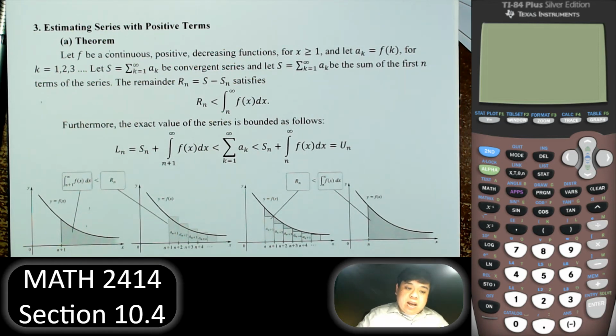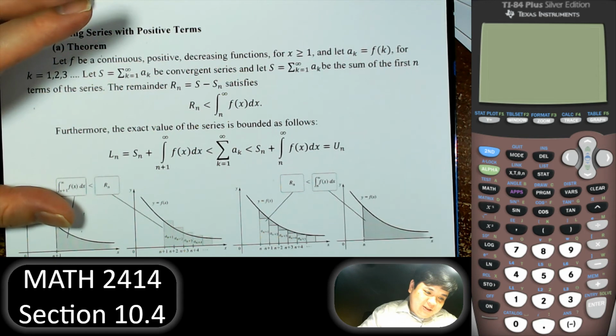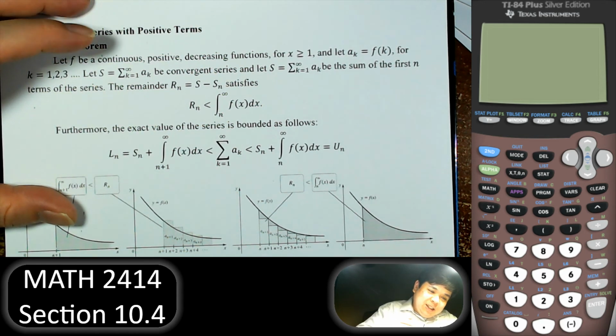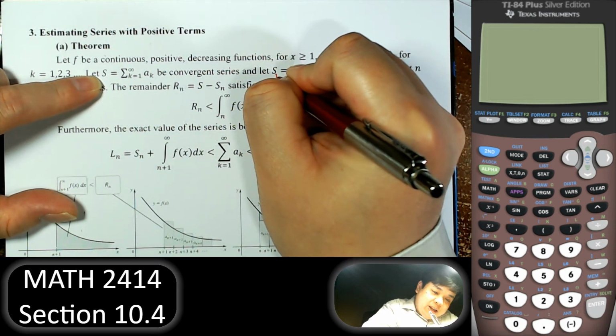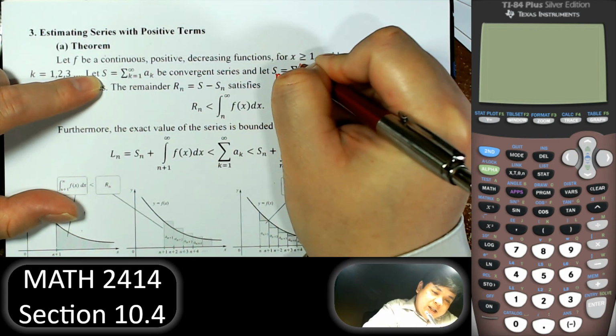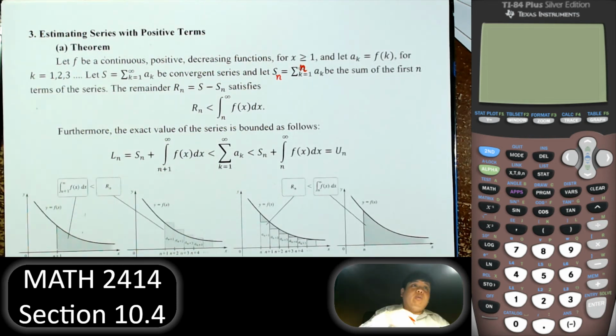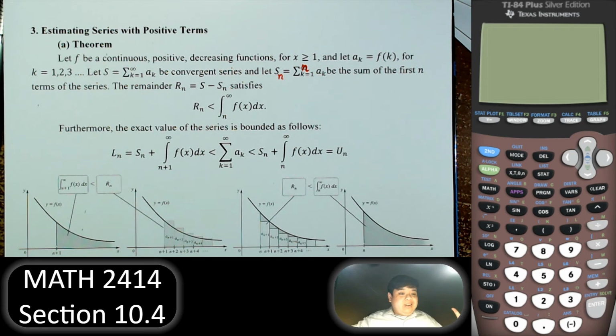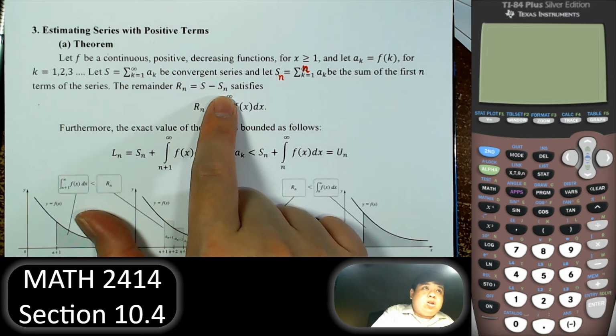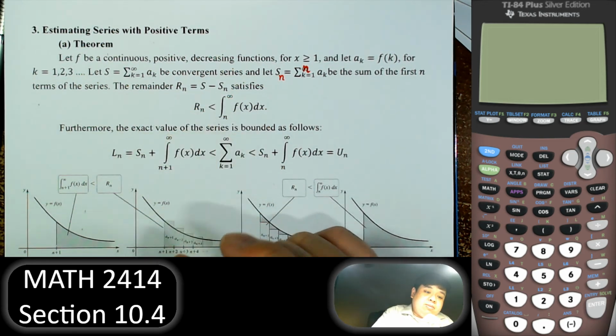I think I made a mistake here somewhere. So that is the infinite sum. This is s sub n, and this should be n. So going from k equals 1 to n, that will be the sum of the first n terms of the series. In that case, the sum of the whole infinite series minus the partial sum satisfies this condition.